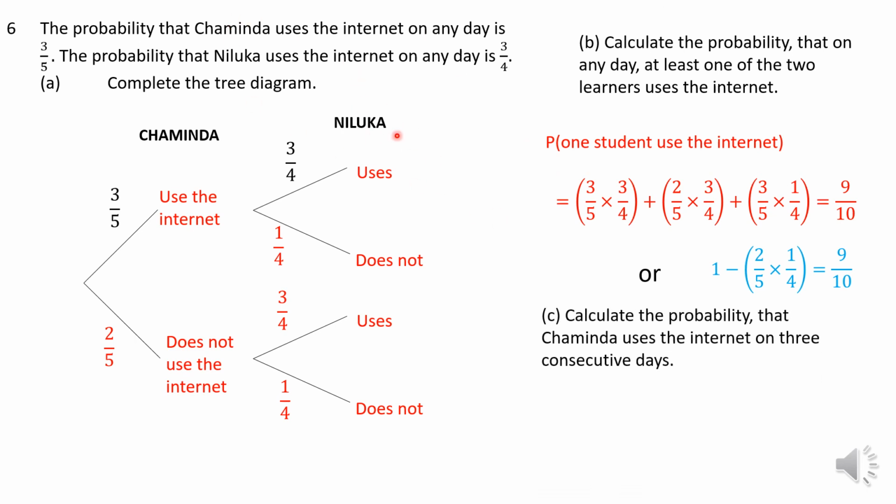Part C says calculate the probability that Shaminda uses the internet on 3 consecutive days. So uses the internet, that is 3 over 5 times 3 over 5 times 3 over 5, which is 27 over 125.